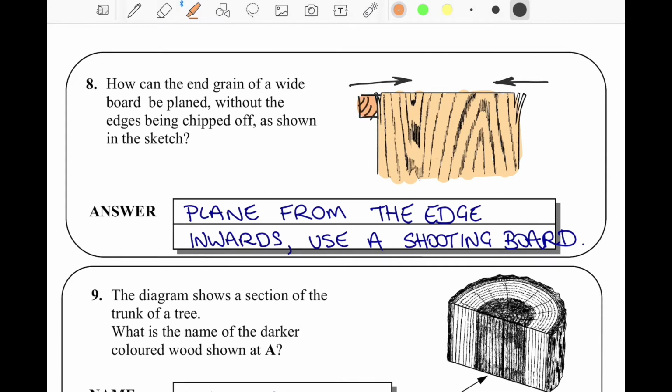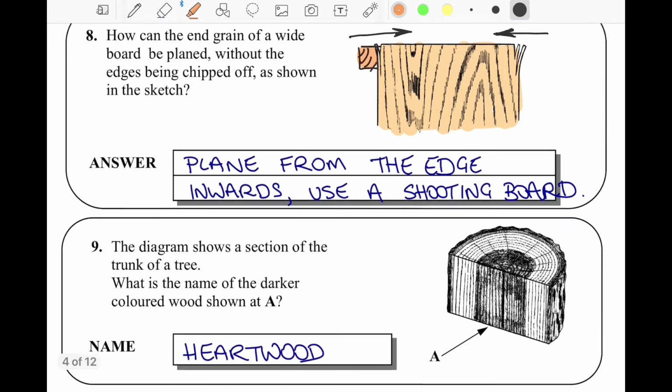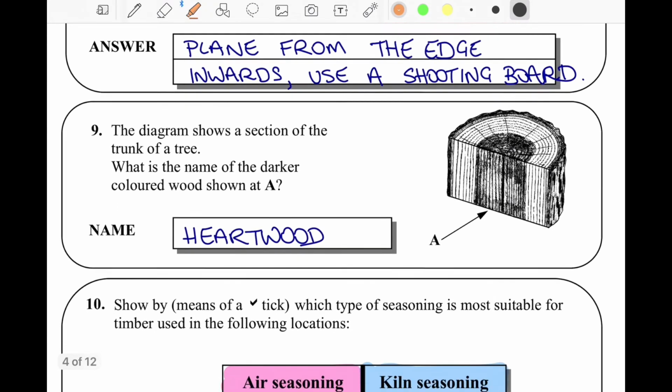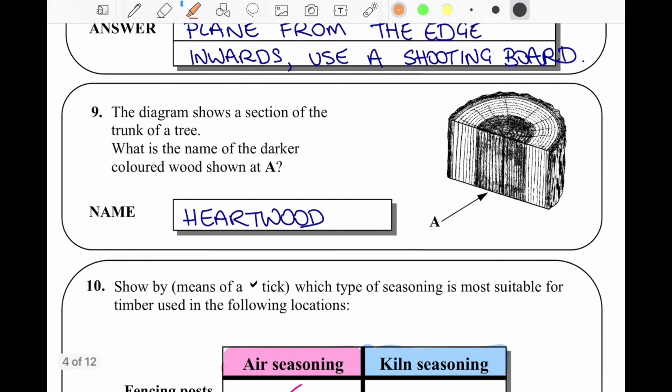Now, with this one, it's a very good idea to put in those arrows, okay, because it helps explain it quite simply and easily to the examiner as well. Okay, the diagram shows a section of the trunk of a tree. What is the name of the darker colored wood?